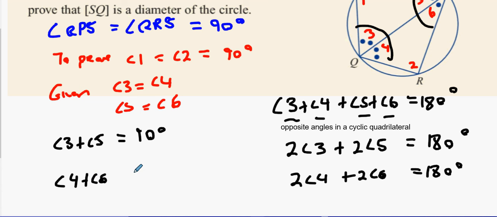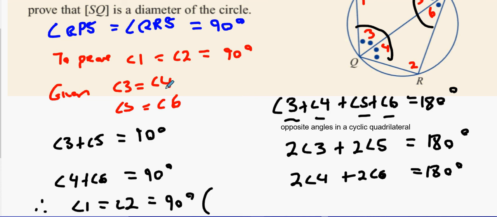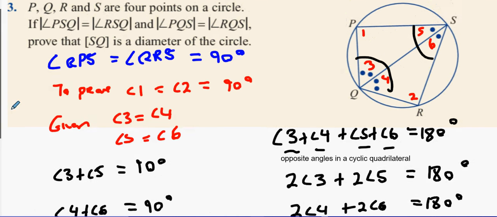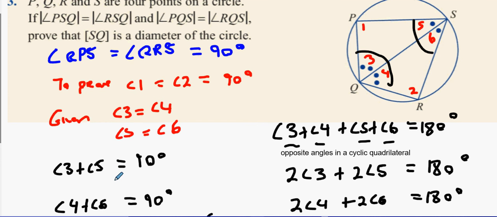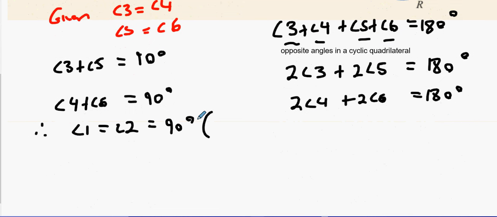Equals 90. Therefore, angle 1 equals angle 2 equals 90 degrees. Why? Third angle in a triangle, because all three angles in the triangle have to add up to 180. Charlie, did you have a different way of doing it? I don't know if it's similar, I don't know if it still works, but probably. Just let me finish, I'm just writing at the end: third angle in a triangle.